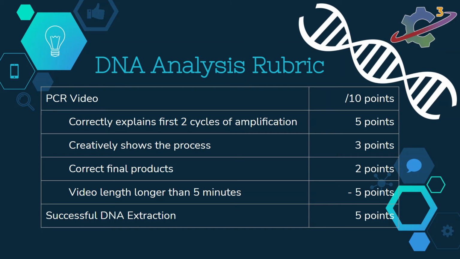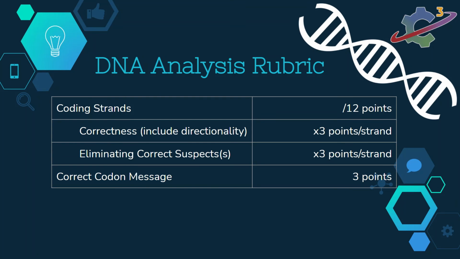Your next subtask is to do a real-life DNA extraction from a strawberry. And so you will be awarded 5 points if you successfully extract the DNA from your strawberry. After learning that you can get DNA from solid objects, you decide to get the DNA from some hair bulbs that you find at the crime scene. As a result, you want to get the coding strands. You will be awarded 3 points by getting the correct coding strands, including the directionality, so please include that in your answer. You will also be awarded 3 points by eliminating the correct suspect to get a total of 12 points.